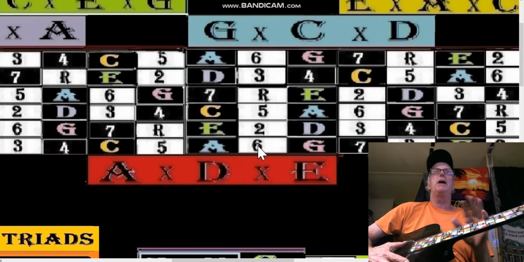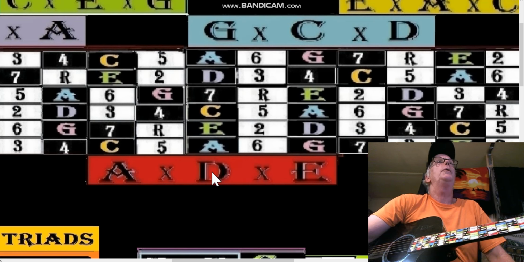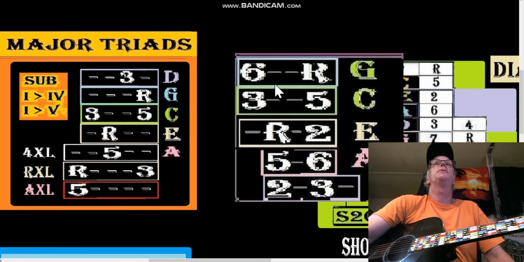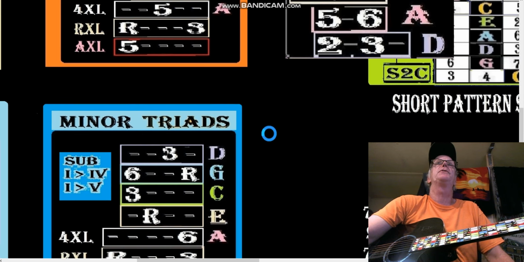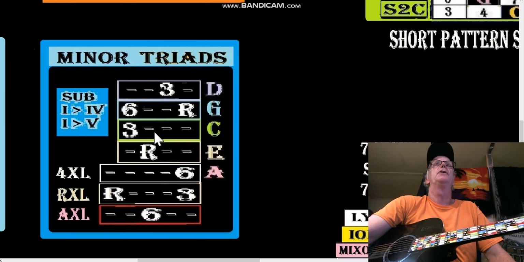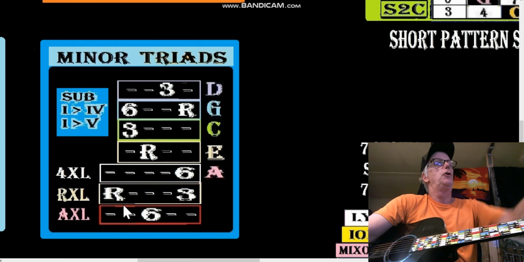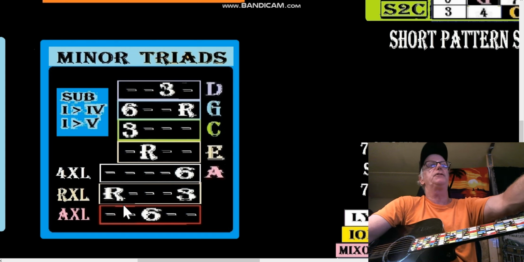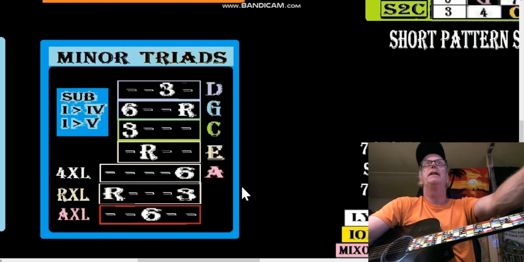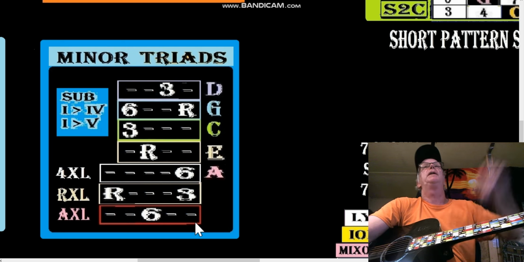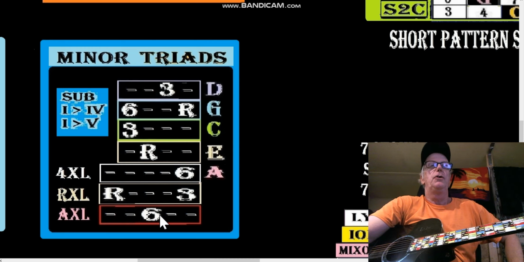Instead of fussing around with all that, all we have to do is apply the string shapes of the minor triads, which is just, instead of root, 3, 5, it's root, 3, 6. That's it. See the 6s? There's no more 5s. There's just 6s. We apply that to the minor's relative major.